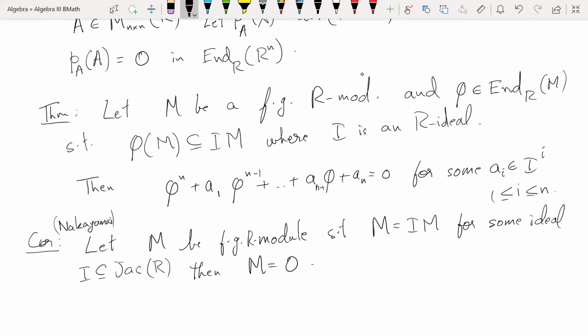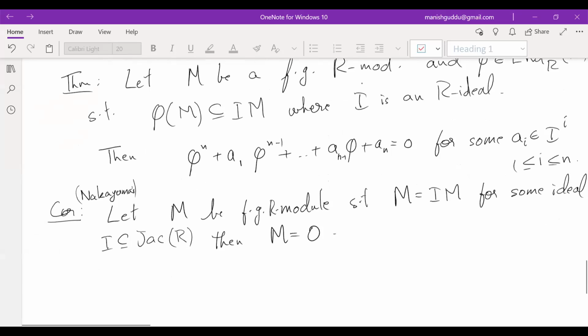So this is Nakayama's lemma, and there are some variants of it. But let's do all these proofs next time. It's a bit tight today. Any questions before we disperse?